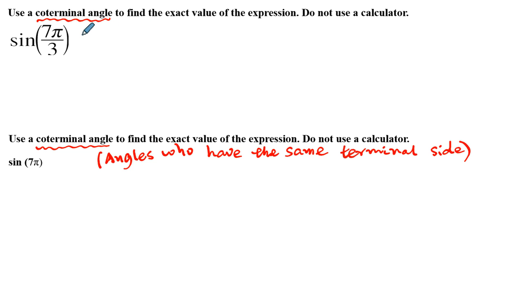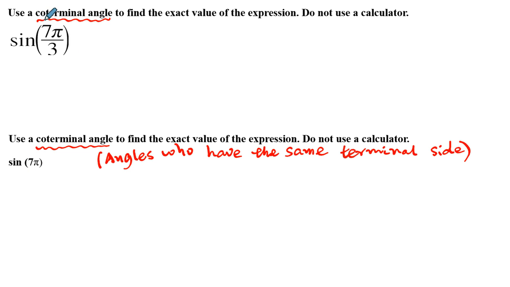In this video clip, we will talk about two questions. The first one is to use a coterminal angle to find the exact value of the expression sine 7 pi over 3. Do not use calculator. The second one is to find sine 7 pi.